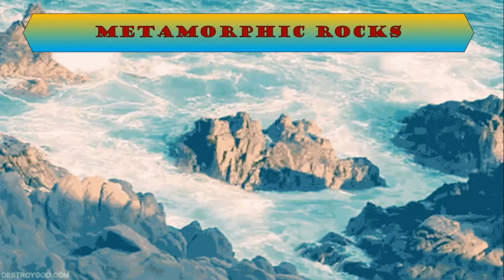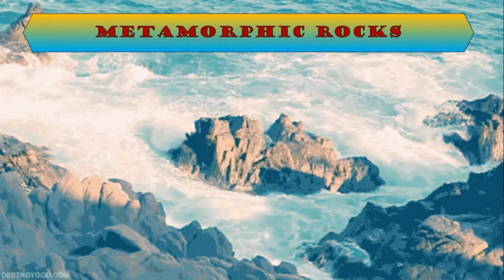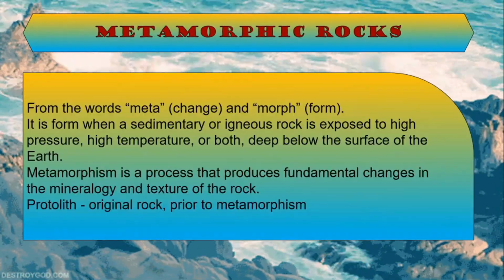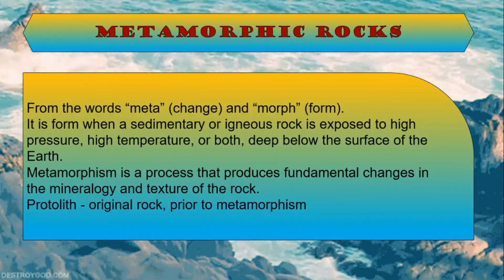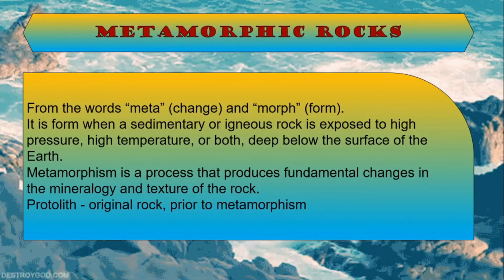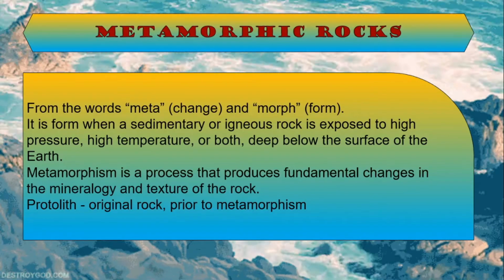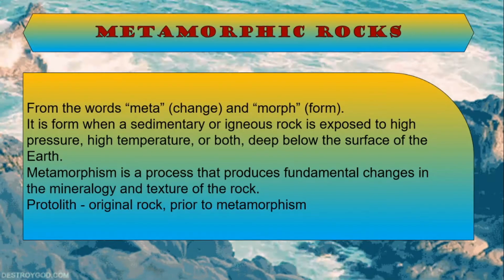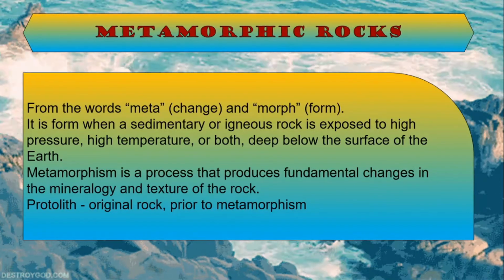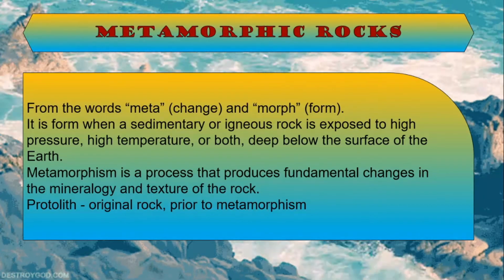The last category of rocks is metamorphic rocks. The word comes from meta, which means change, and morph, which means form. Metamorphic means change form. It is formed when a sedimentary or igneous rock is exposed to high pressure, high temperature, or both, deep below the Earth's surface.